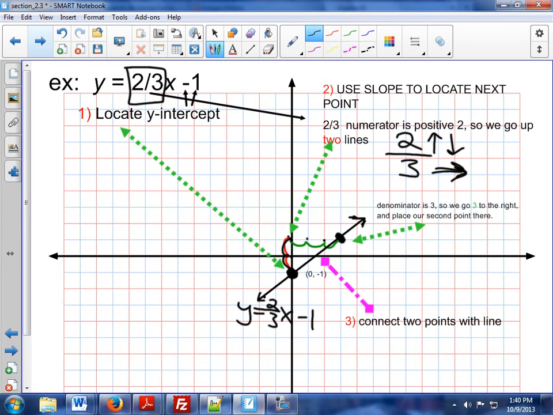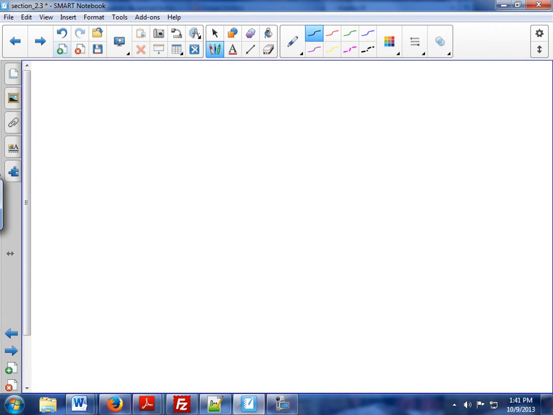In your notes, you don't need graph paper for this. I just want to make sure. Go ahead and graph y equals -1/3 x plus 2.